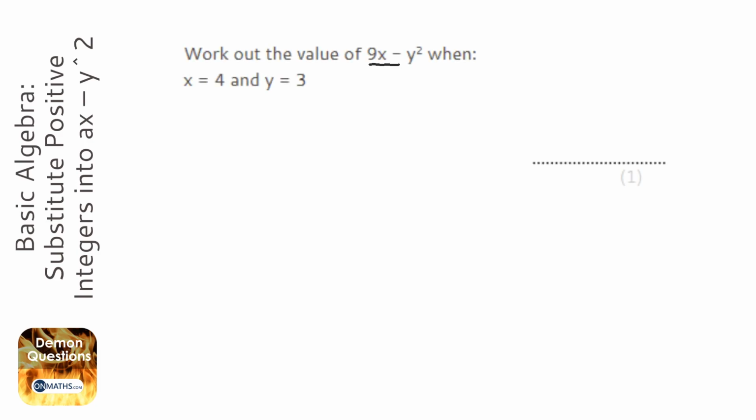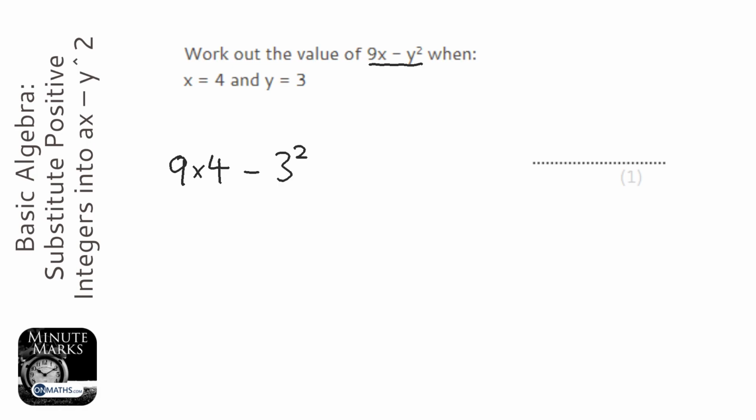So we're given an expression and we're given what the values of x and y are. So I'm going to write out the expression but put in the values of x and y. So 9 times 4 take away 3 squared. Now, a bit of maths tells us we do the squared first. However, we can do the 9 times 4 as well because that minus will sort of separate them.